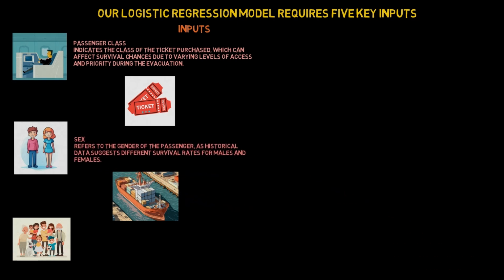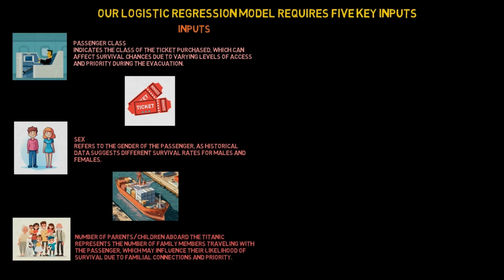Sex refers to the gender of the passenger, as historical data suggests different survival rates for males and females. Number of parents or children aboard the Titanic represents the number of family members traveling with the passenger, which may influence their likelihood of survival due to familial connections and priority.